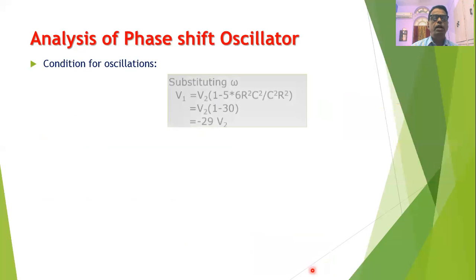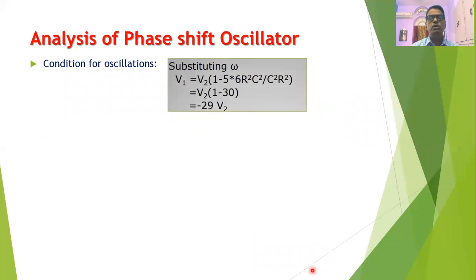Now we can obtain the condition for oscillation. In the above expression, when we substitute the value of omega, then we can rewrite the equation for V1 as V1 is equal to V2 in the bracket 1 minus 5 into 6 R square C square divided by C square R square. Therefore, this is just nothing but V2 in the bracket 1 minus 30. And therefore, V1 is equal to minus 29 V2.